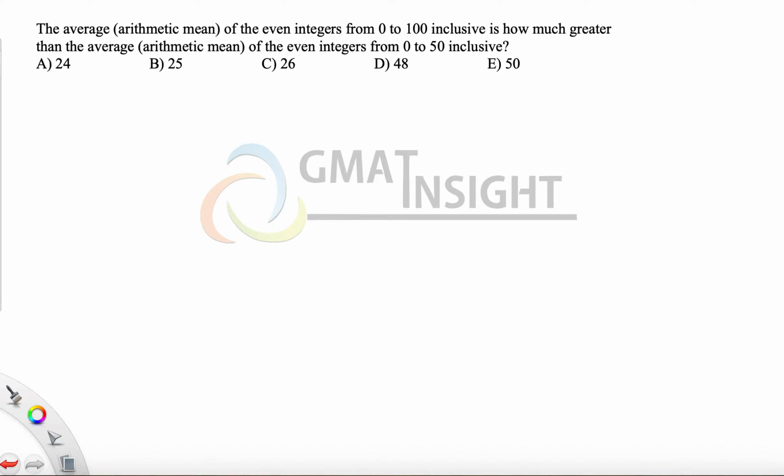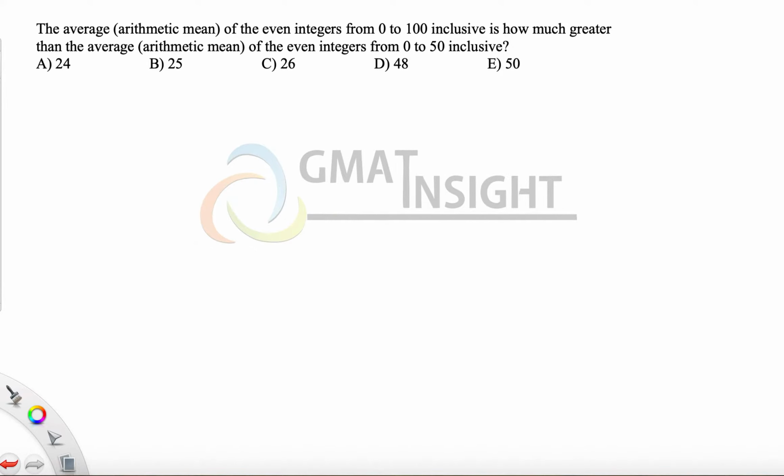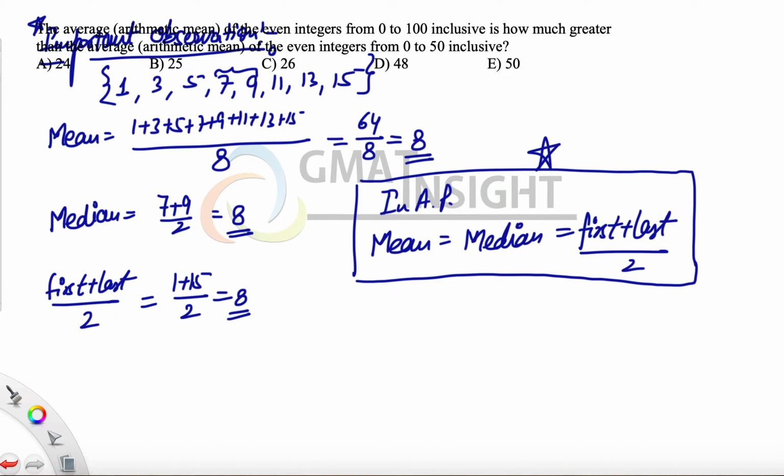Such questions we have come across several times in the actual GMAT, and for this, a basic principle that I have discussed in the previous videos as well is quite useful. The principle that I am talking about, let me quickly bring it on the screen, is here. This is one very important observation: the mean is always equal to the median, and that's always equal to the average of the first and the last term.